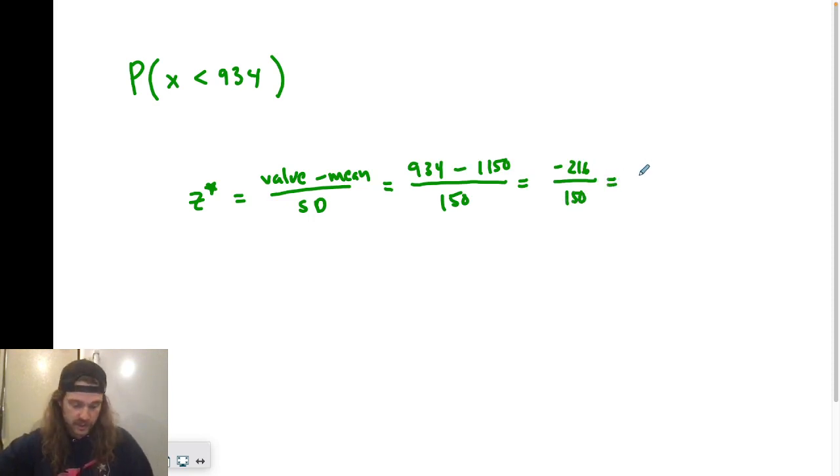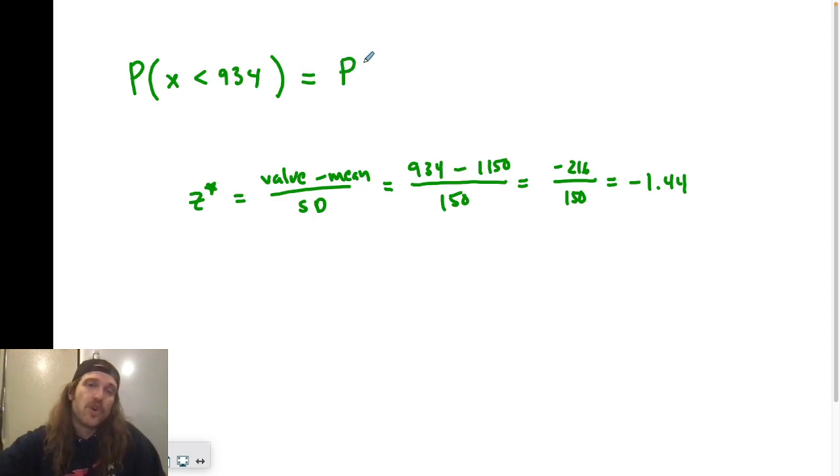Get out our calculators. Negative 216 divided by 150 is negative 1.44. So if x is our variable of interest, which would be the SAT score, saying what's the likelihood or what's the probability that a test taker scores less than 934 is the same thing as looking at the standard normal curve. And by the way, when I say standard normal, that means mean 0, standard deviation of 1. It's looking at our z-scores. It's the same thing as looking at that table and looking for, well, this 934, that was 1.44 standard deviations below the mean.